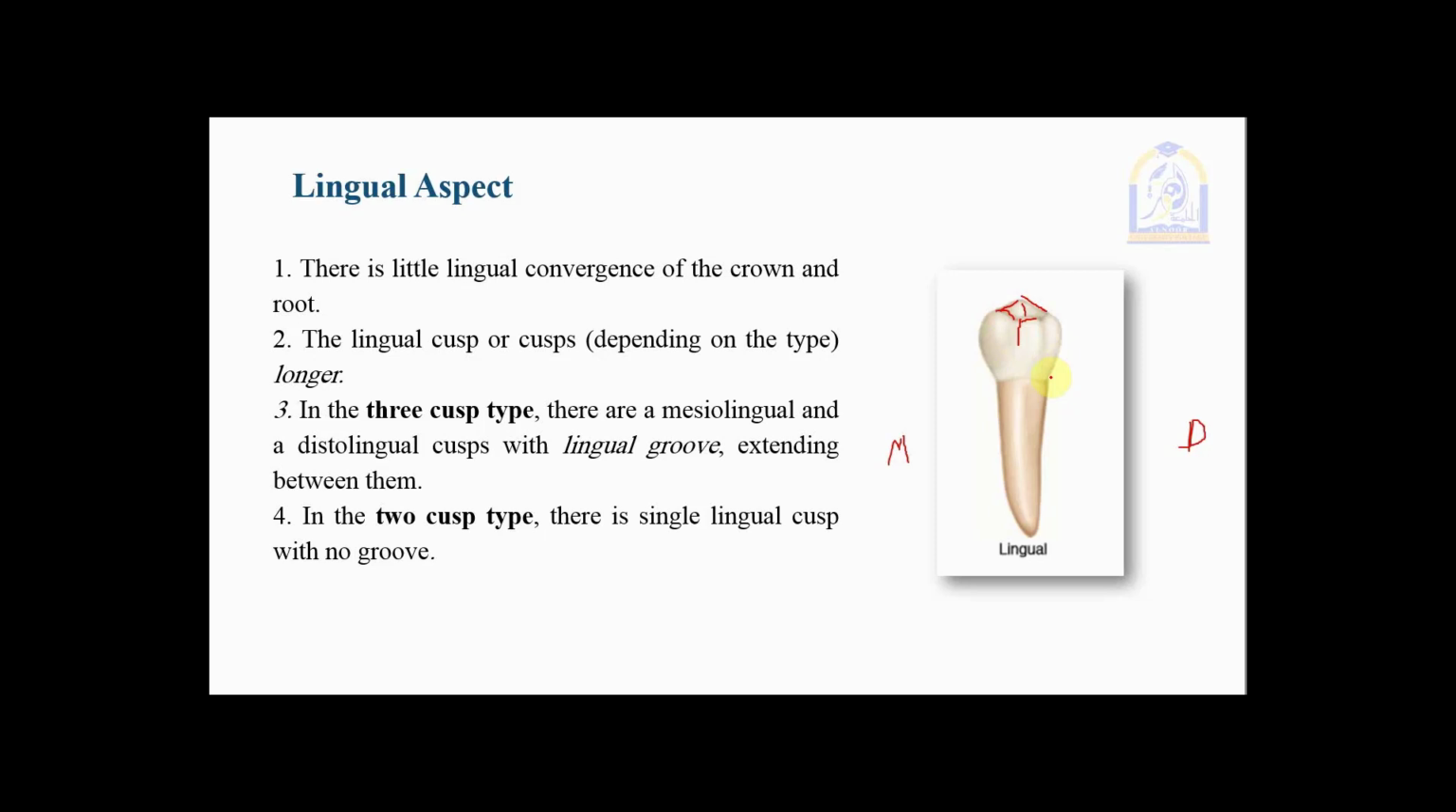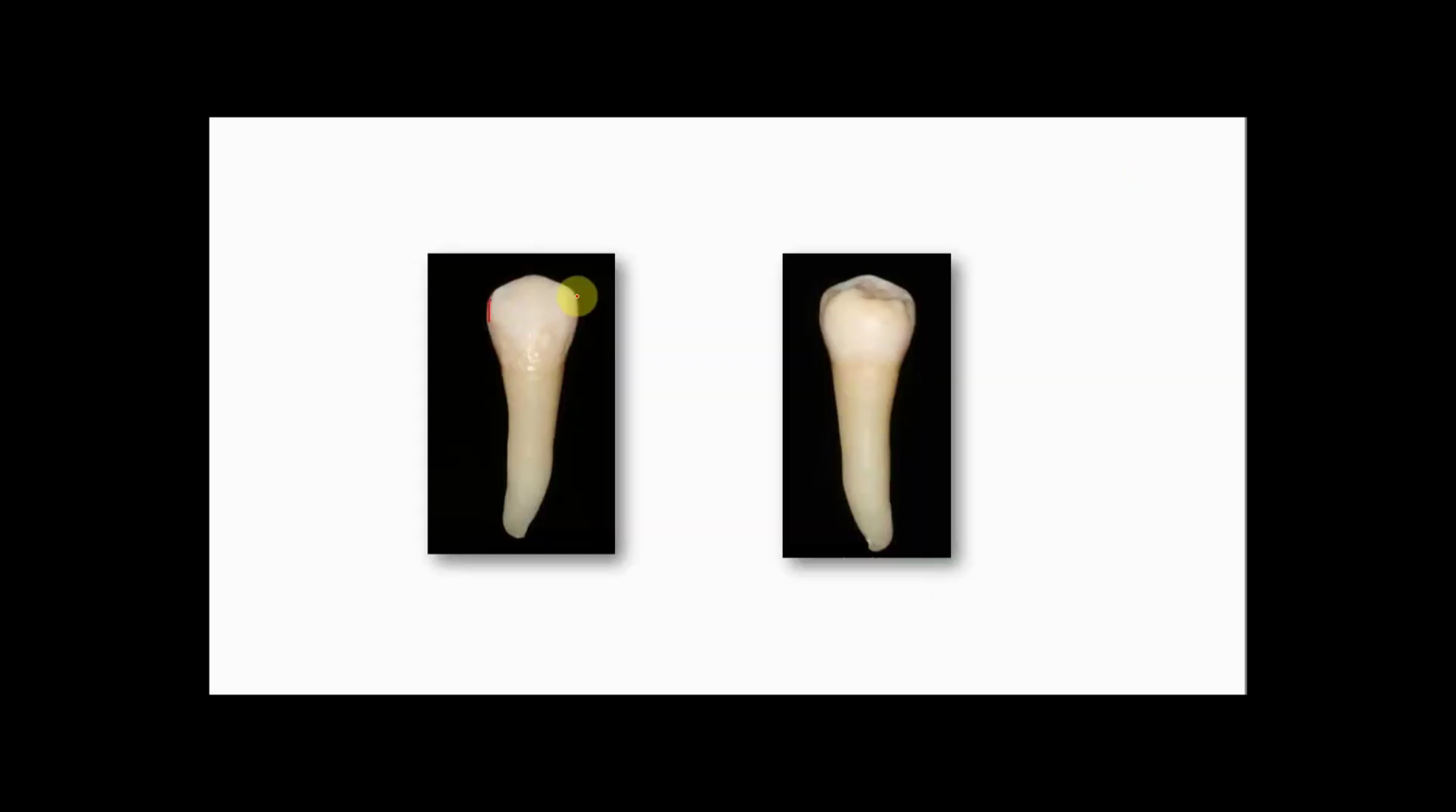While in the two-cusp type, there will be only a single lingual cusp opposite to the buccal cusp, and there will be no groove. Of course, we can also see the cusp ridges of the buccal cusp from this aspect and the portion of the buccal triangular ridge. The crown outline, as you can notice, is usually bulbous with a constricted cervical area.